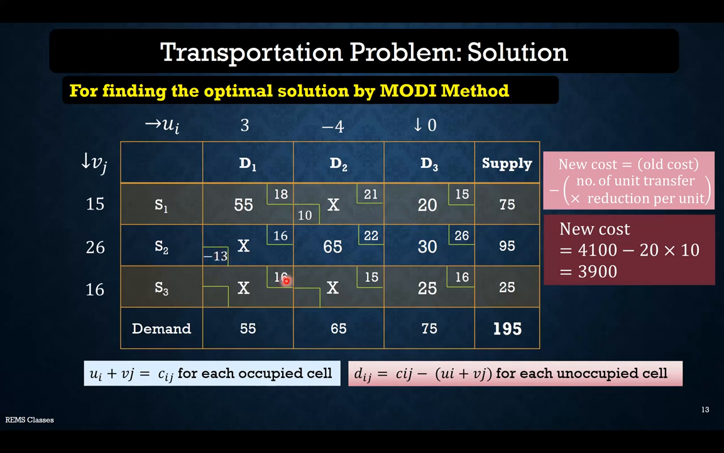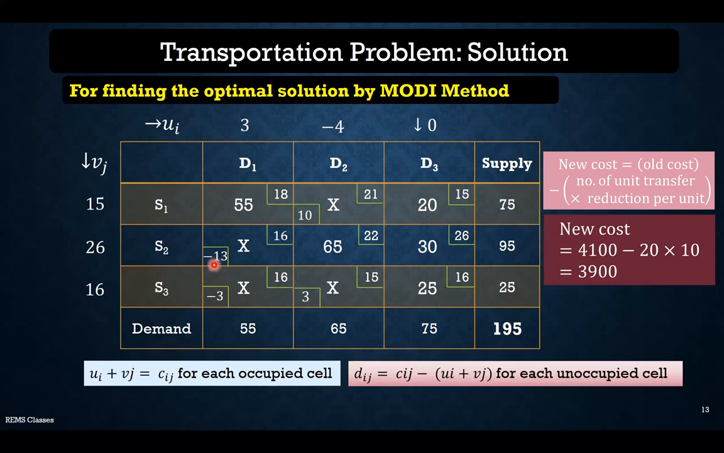This is 16, and 16 minus the sum of these two: 16 plus 3 is 19, and 16 minus 19 will be minus 3. Again, this is 15, and the sum of these two will be 12, since 16 plus minus 4 equals 12. 15 minus 12 will be 3. So this is 3. The highest negative value of Dij is minus 13.